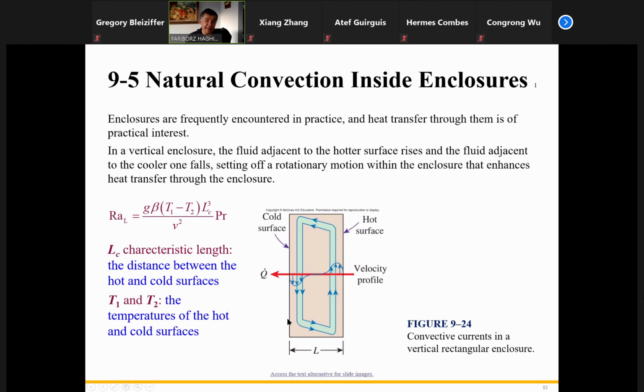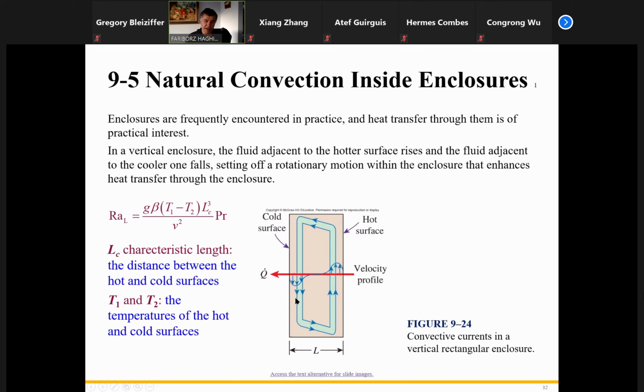It's not the length of the plate. It is not this one. The characteristic length is this one, the distance between these two. Okay? Now, the temperature of one surface is T1, and the other temperature is T2. Therefore, this temperature difference between these two surfaces is dominating this physical phenomenon.